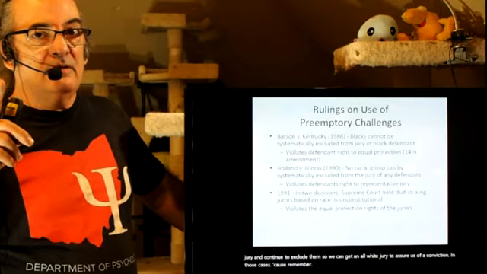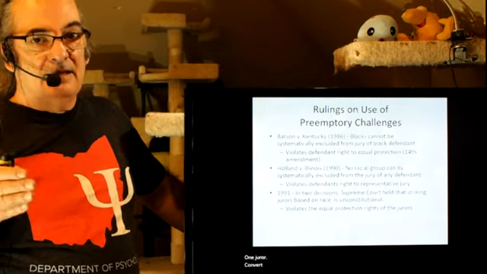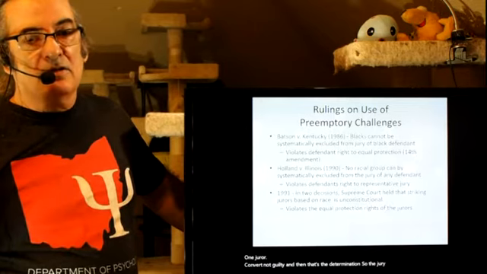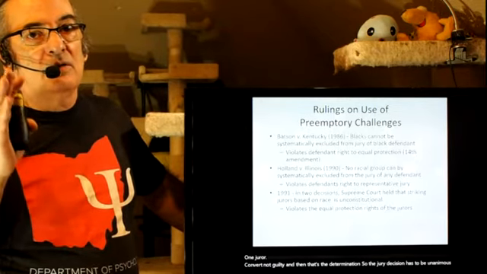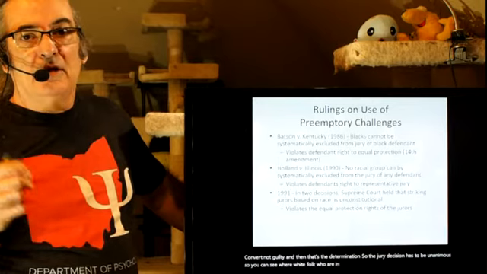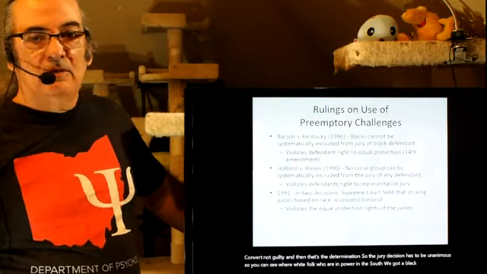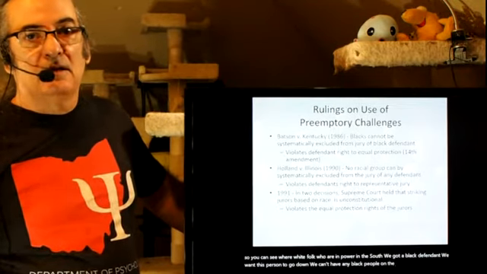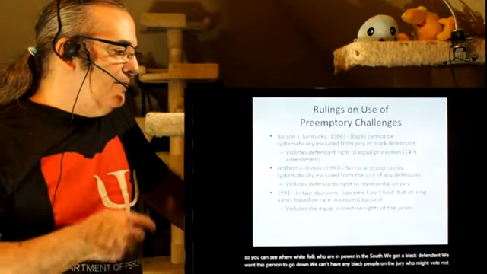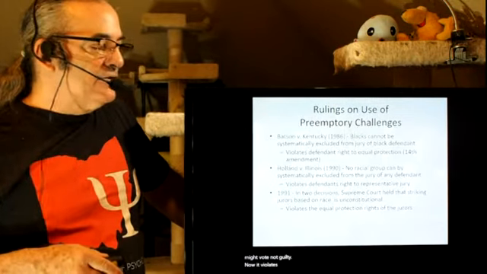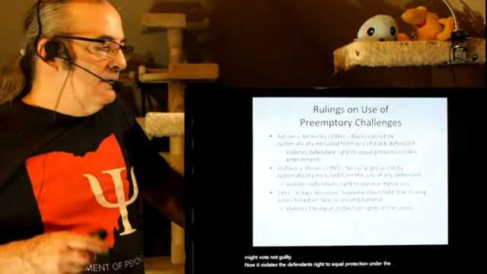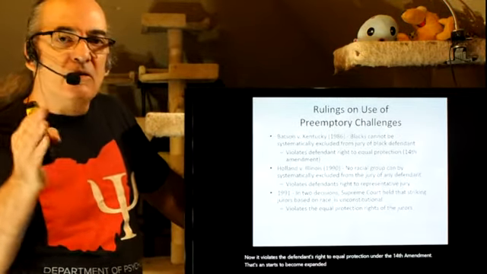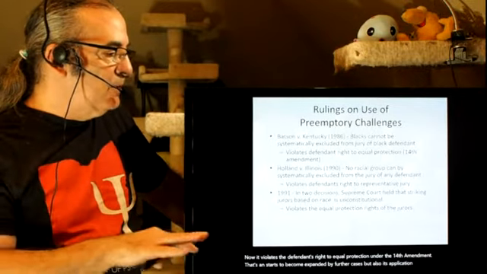Because remember, one juror can vote not guilty, and then that's the determination, right? So the jury decision has to be unanimous, so you can see where white folk who are in power in the South, we got a black defendant, we want this person to go down. We can't have any black people on the jury who might vote not guilty. Now, it violates the defendant's right to equal protection under the 14th Amendment. Now, Batson starts to become expanded by further cases, but also its application to different groups. So we'll look at both.